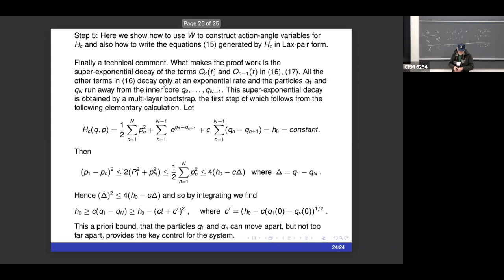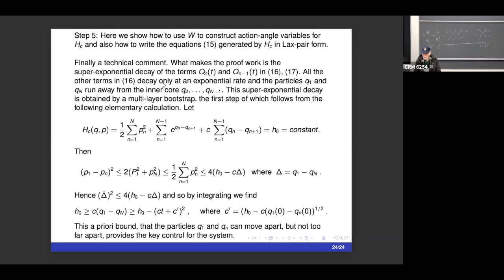Now, here we show in step 5 how to use W to compute action-angle variables for HC, and also how to write equation 15 generated by HC in Lax pair form. So it's not just that you prove it; you can show all the standard terminology connected with an integrable system is appropriate here. The system has action-angle variables, which you can write down in terms of these W operators, but also you can write down a Lax pair.